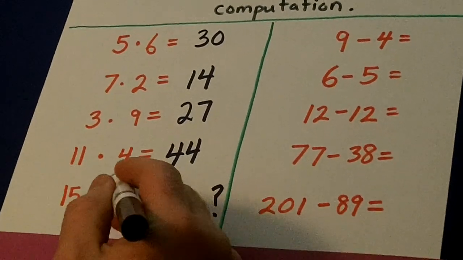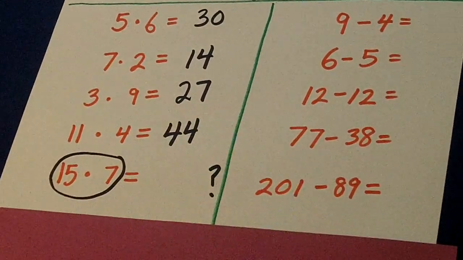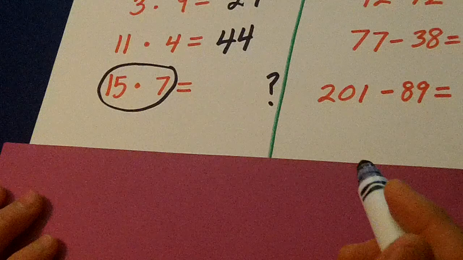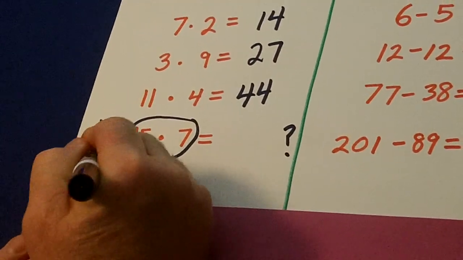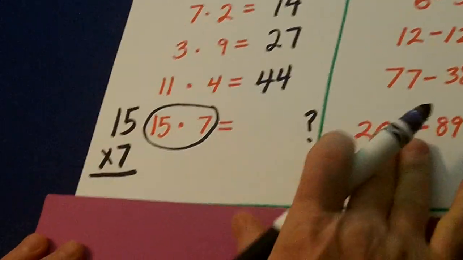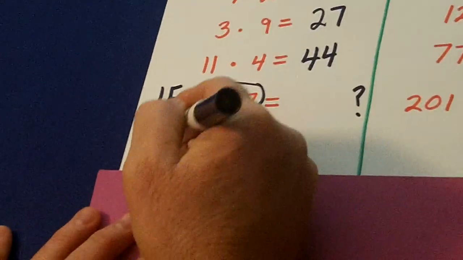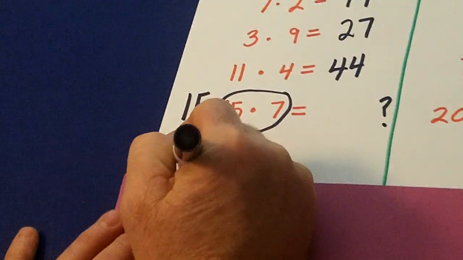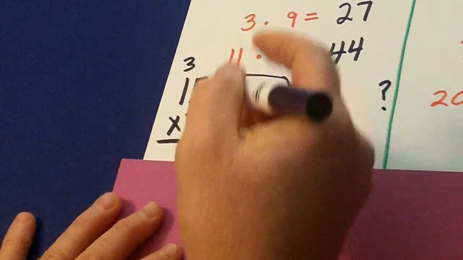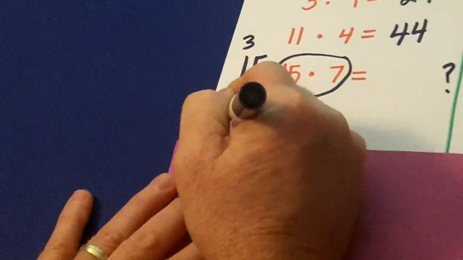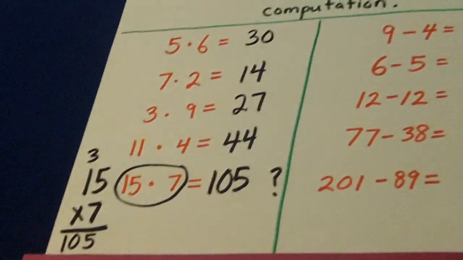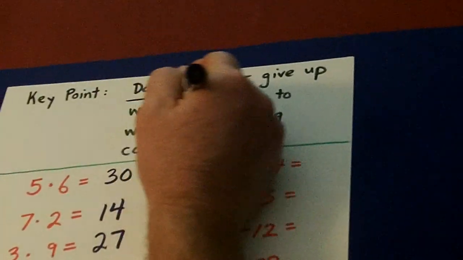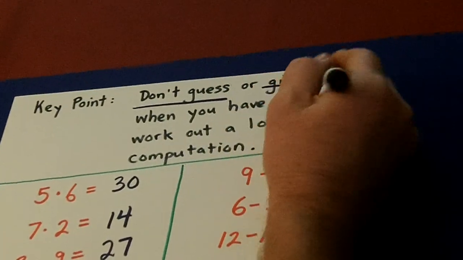No. As soon as you have something that you have to compute like this, you go right out to the side and you put it up and down. 15 times 7, or 5 times 7 is 35. Carry the 3. 3 and 7 like this. Okay? Don't guess and don't give up.